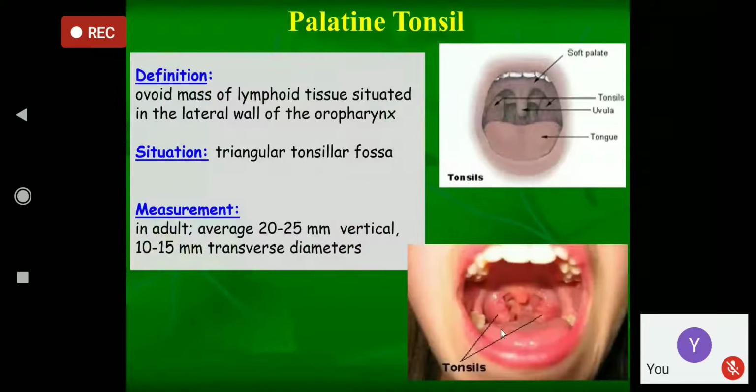Now the gross part of the palatine tonsil. How does it look? How do you define the palatine tonsil? This is the ovoid mass of lymphoid tissue which is present on the lateral wall of the oropharynx. Now what is the location of the palatine tonsil? Tonsillar fossa is the location. Now the measurement in an adult is on average 20 to 25 mm vertical and 10 to 15 mm transverse diameter. You can see that they are present on the lateral wall of the oropharynx.